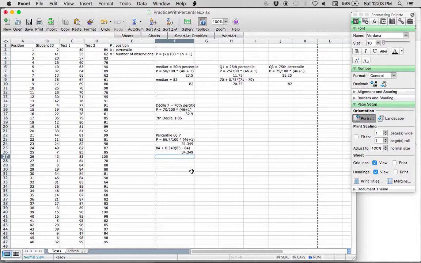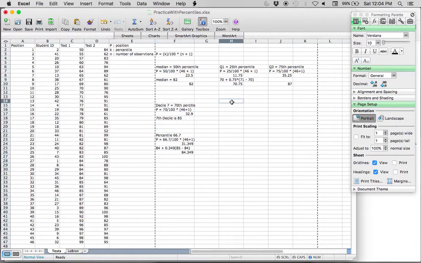So I hope this hasn't been too difficult. It's just using this formula. So hopefully on quizzes, you should be able to use the Excel file to do all this.